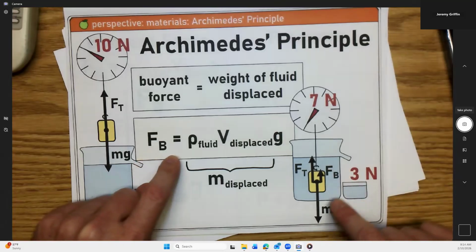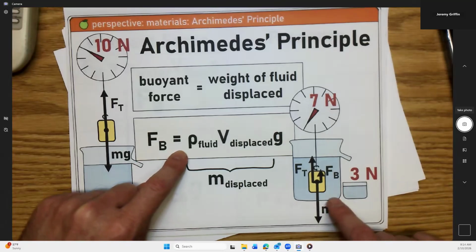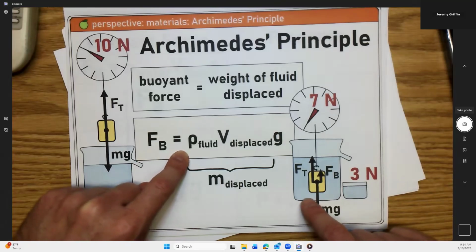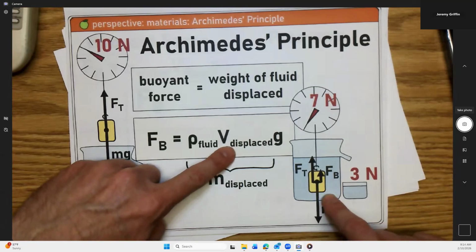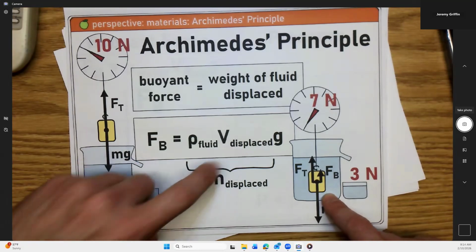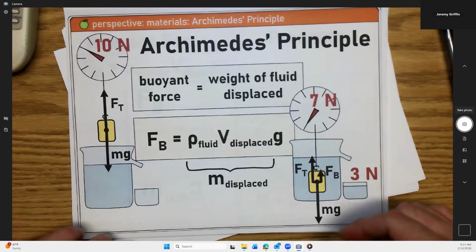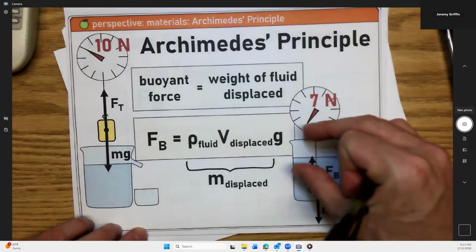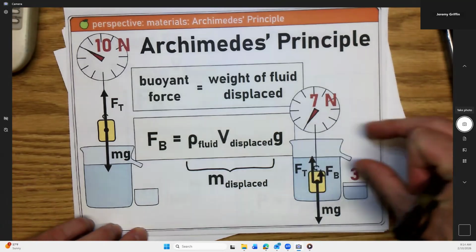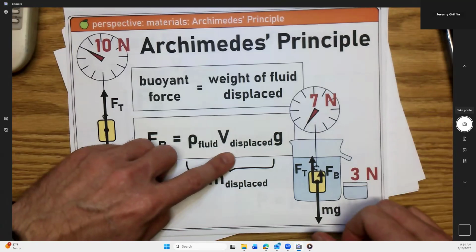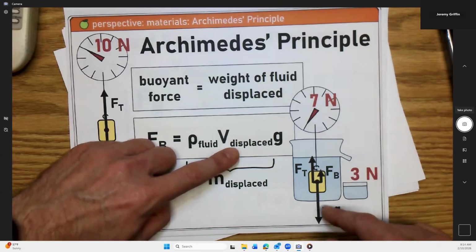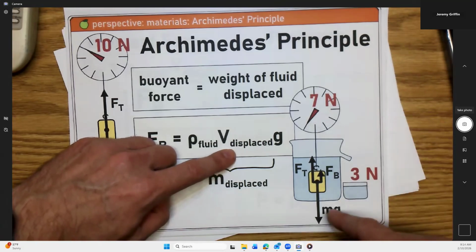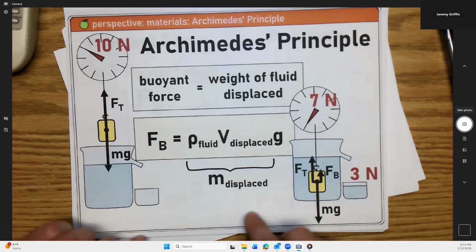It's equal to the density of the surrounding fluid, which is oftentimes water, times the displaced volume. If the object itself is completely submerged, then the displaced volume would be the volume of the object. But that's not always the case. What if you have a boat that's floating on the surface? The displaced volume would have to be less than the volume of the boat, wouldn't it? We're just talking about how much water is being pushed out of the way. And then we got the gravity field.